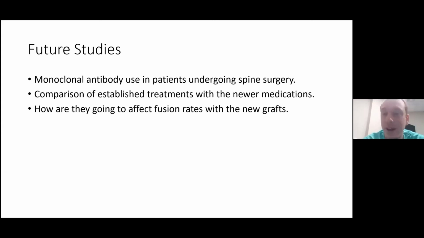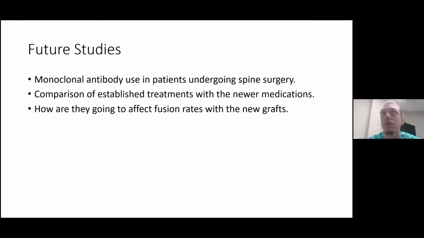So this comes to my next slide. Future studies: there's a couple of studies now that are going to come out looking at the use of these new monoclonal antibodies in patients undergoing spine surgery. And most interesting is going to be comparing the established treatments with the new medications. And this alludes to what Dr. Levy was referring to.